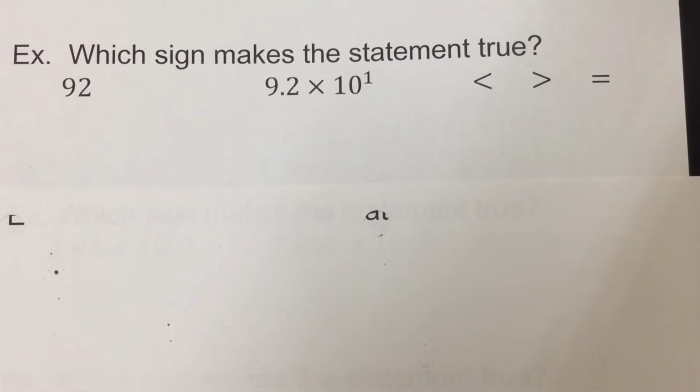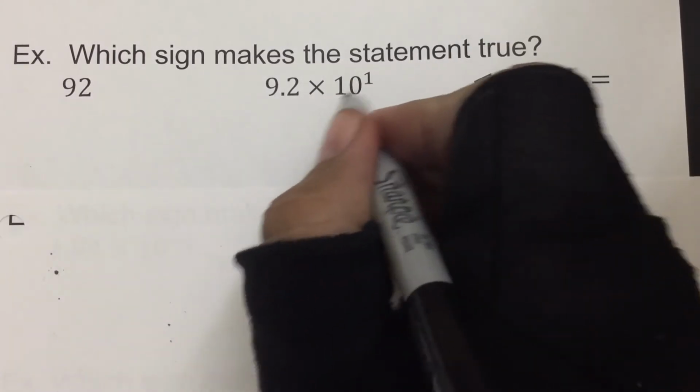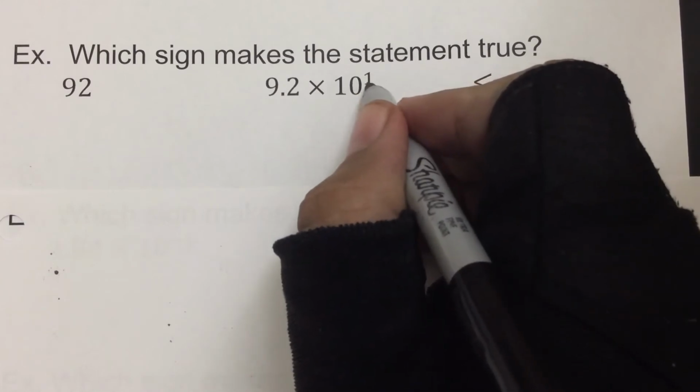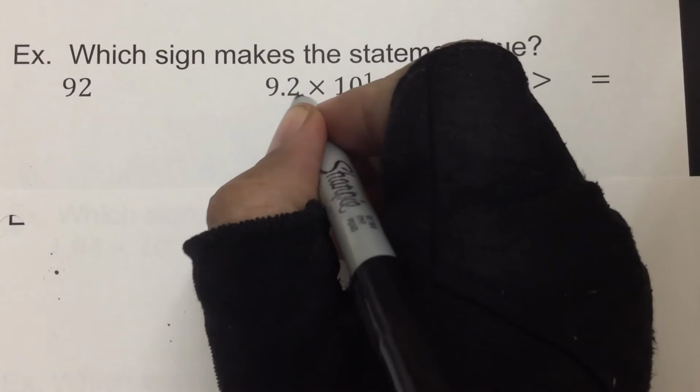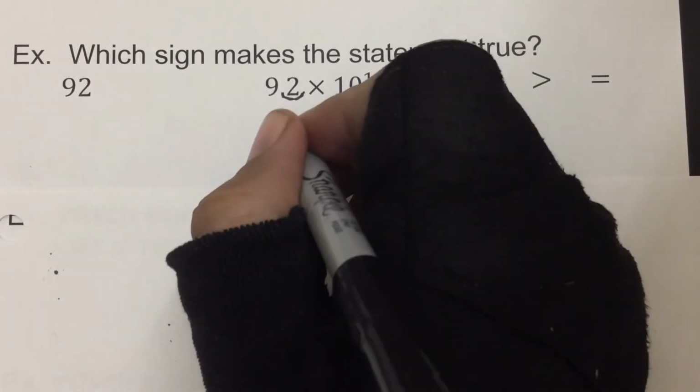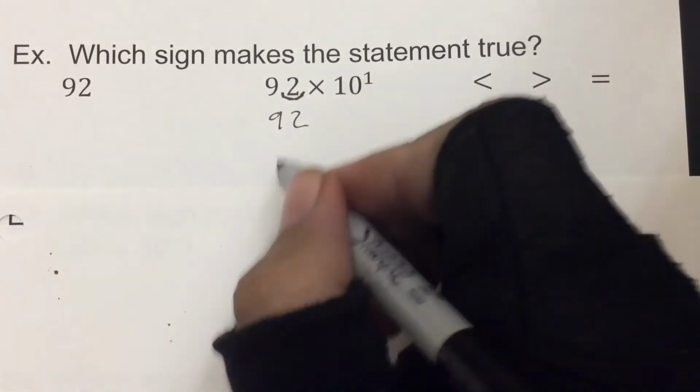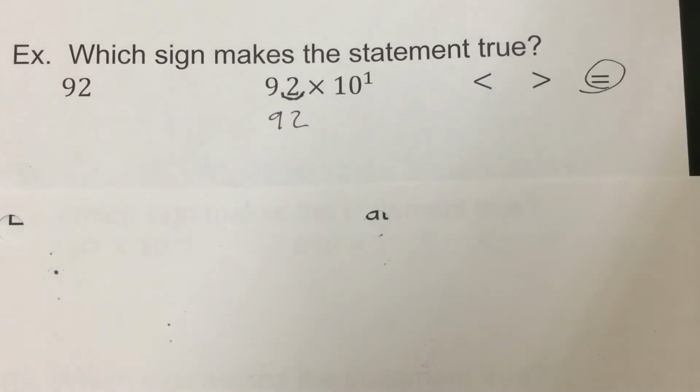All right, so when we start comparing, which sign makes the statement true? Well, first we need to get them in the same form. Right now we have one in decimal notation, one in scientific notation. So let's convert this one over to a number. So the 1 being positive, we're going to move it 1 time, and it's going to go to the right. Since we're positive, we're going to make it bigger. So it'd go to there, which makes this 92. 92, 92 are equal.